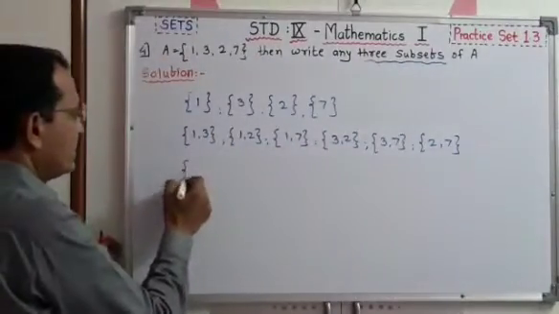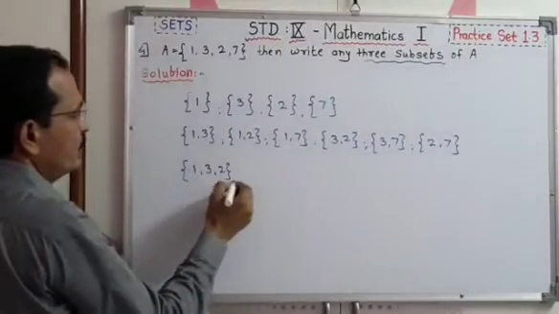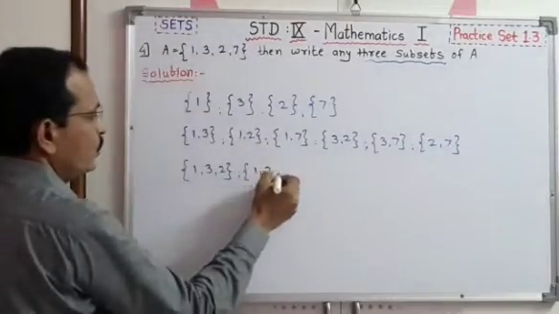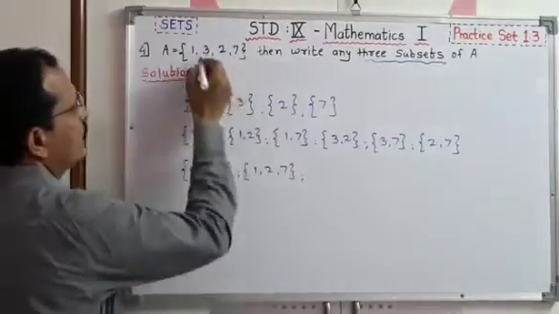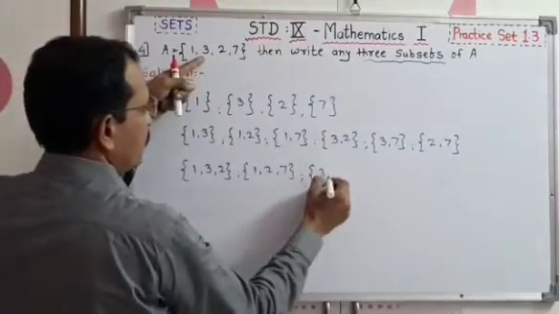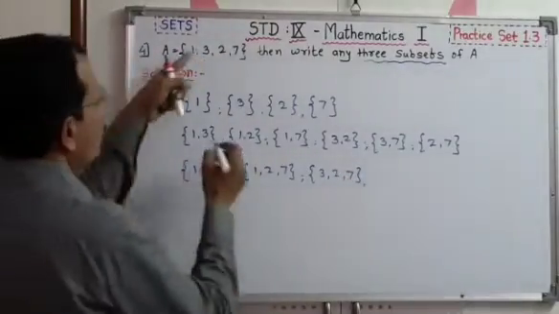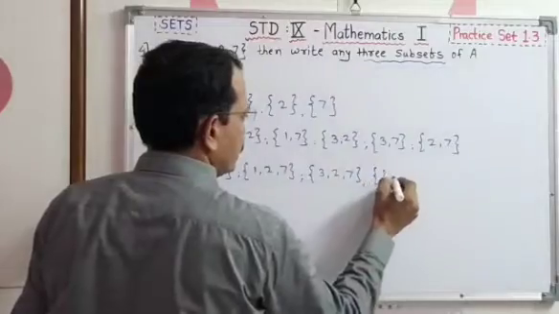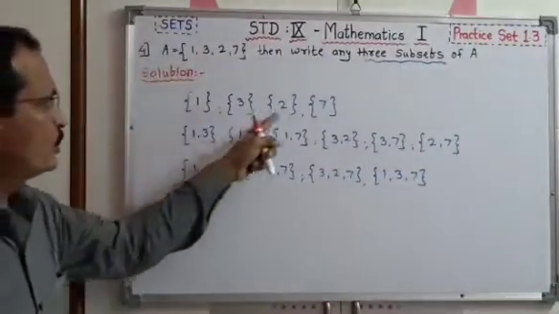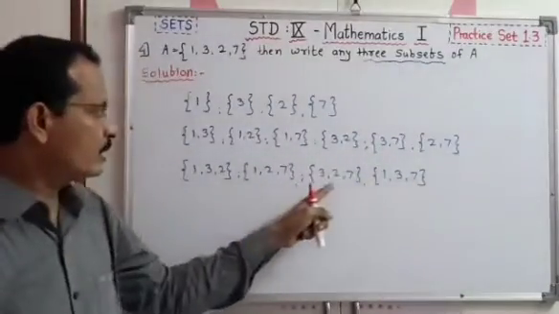Now we can take 3 elements like 1, 3, 2. Then we can write 1, 2, 7. Then we can take 3, 2, 7. And then we can write 1, 3 and 7. Now see here, 1, 2, 3, 4, 5, 6, 7, 8, 9, 10, 11, 12, 13, 14.